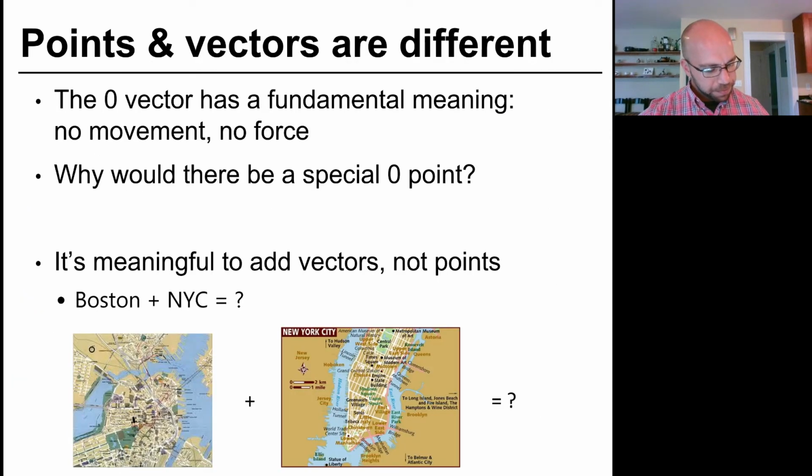Okay, so we're going to start easy today and then build up in complexity and sophistication. But if there's one message that you can get out of today's lecture, it's essentially what's drawn on the screen here. And that message is that points and vectors are different, okay?